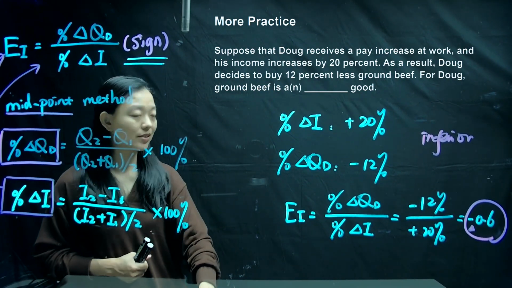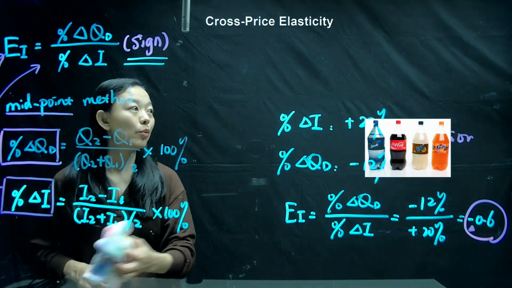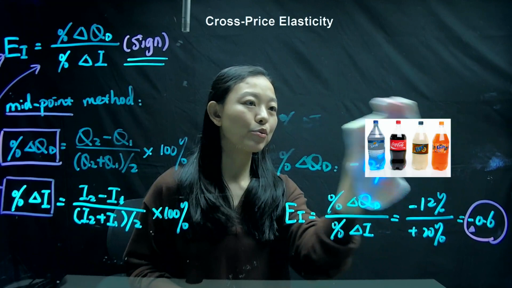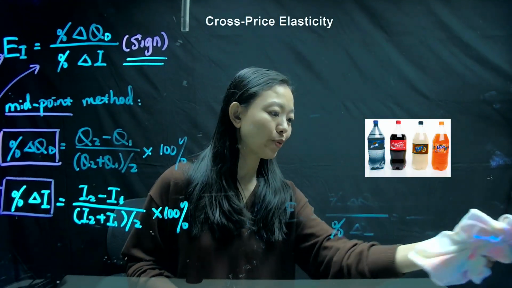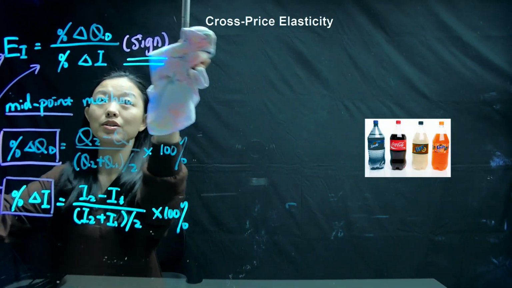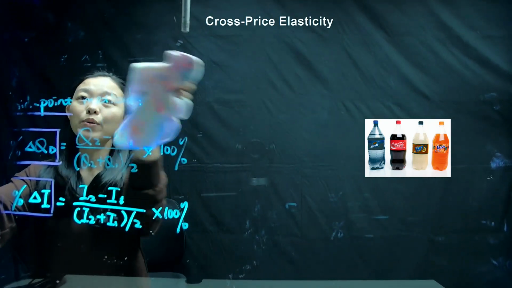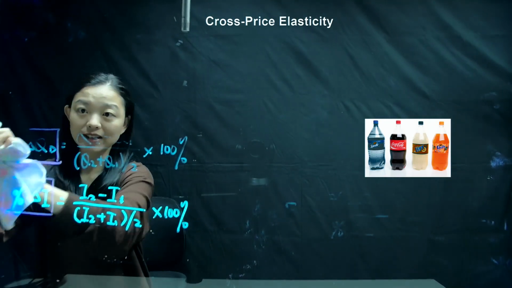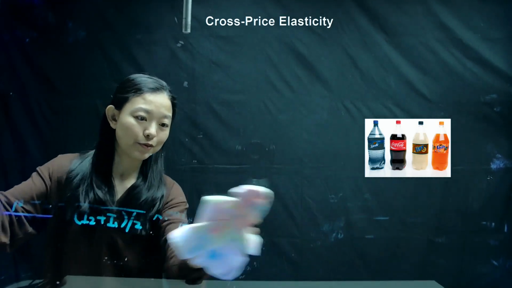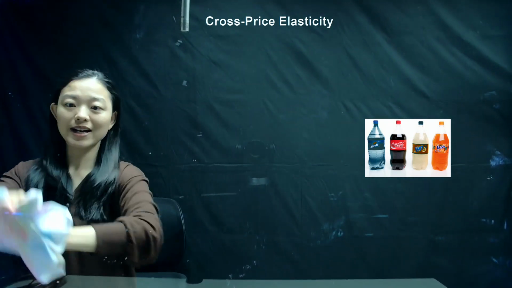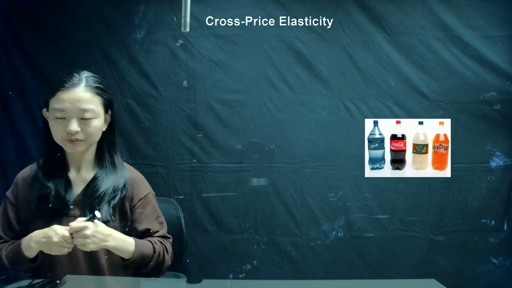Understand? All right, now let's move on to talk about cross price elasticity. When we talk about cross price elasticity, it relates to what we have learned in chapter 4, the related goods. In chapter 4, we talked about two types of related goods. Do you still remember the two types? One related good we talked about is substitutes, right? And another is complements. So for the cross price elasticity, let's first talk about substitutes.